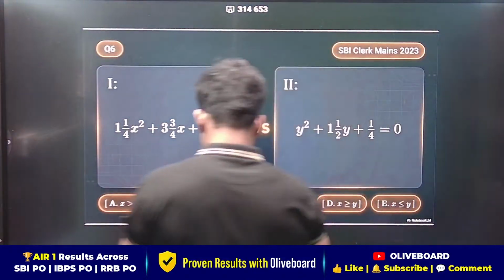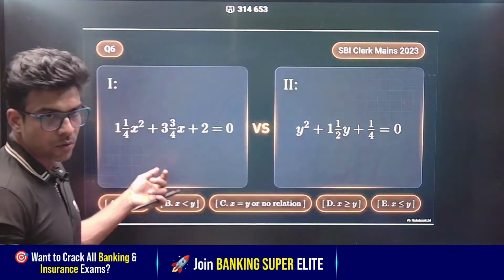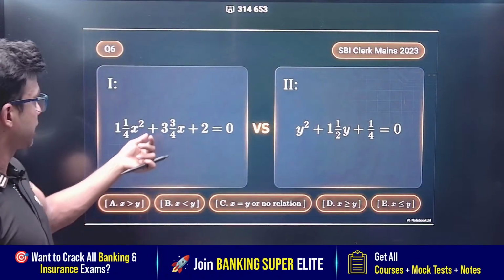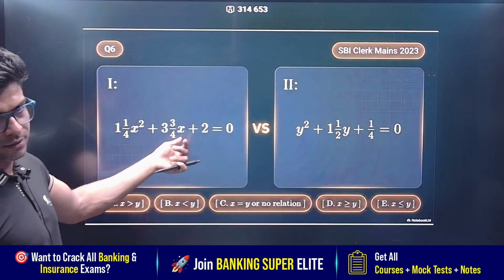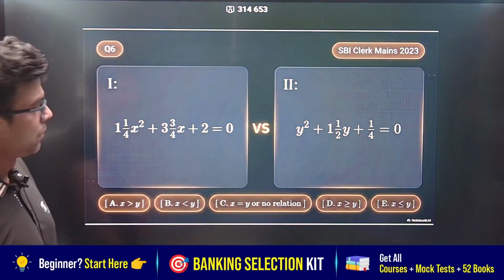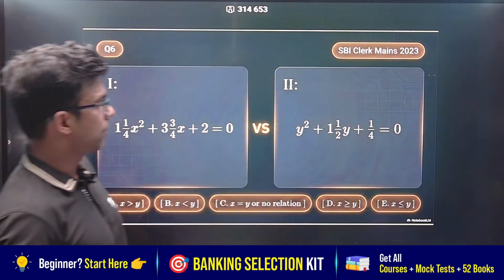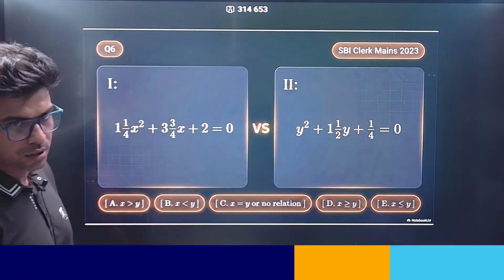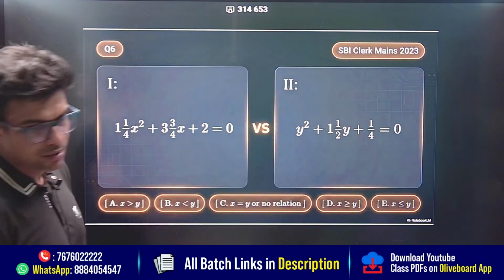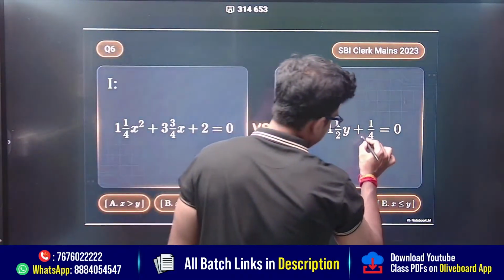Please solve. 1 by 4x square plus 3 by 4x plus 2. y square plus 1 into 1 by 2y plus 1 by 4. Or you can just write down this 1 by root 4.